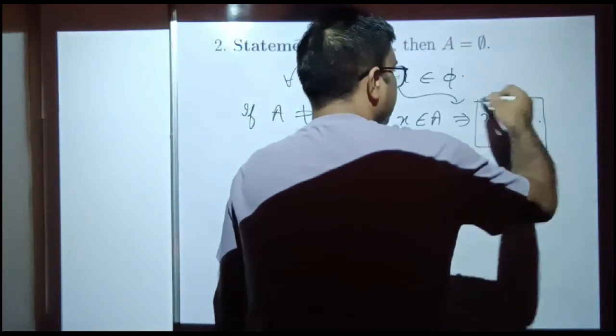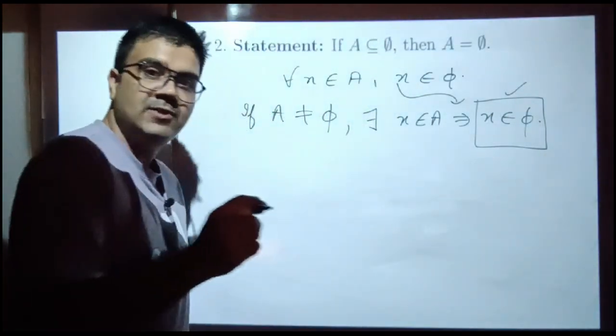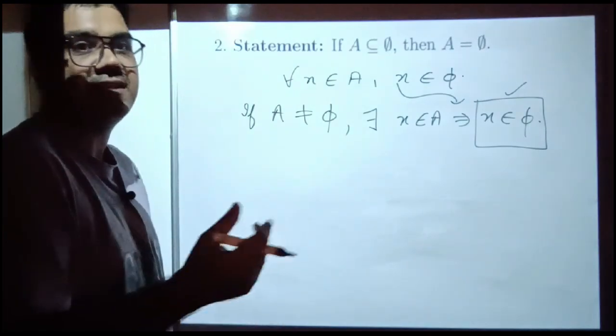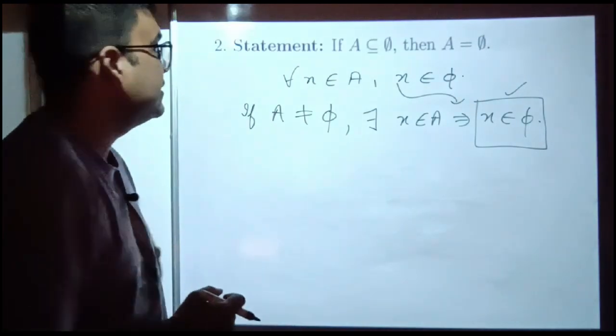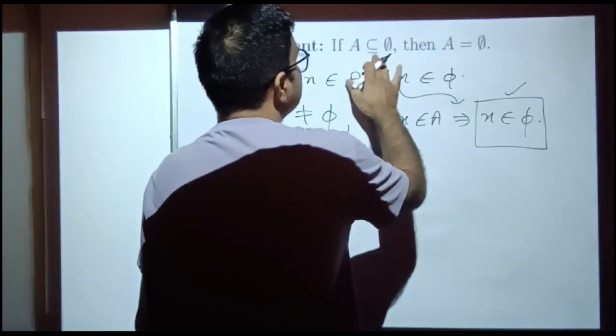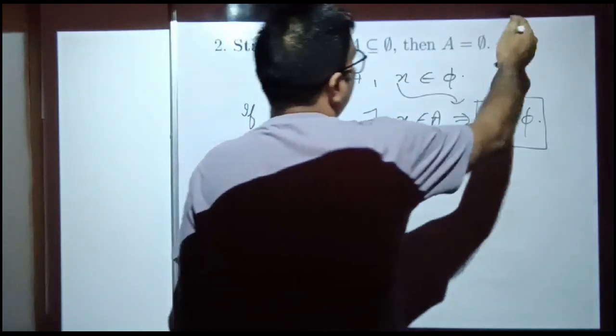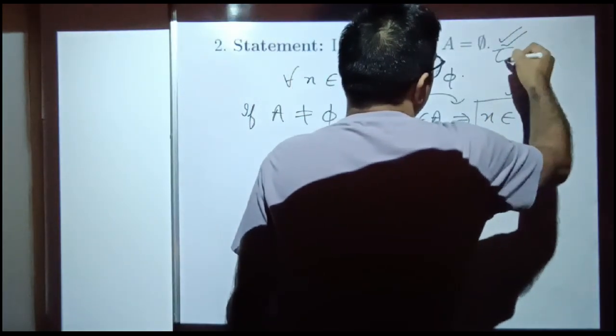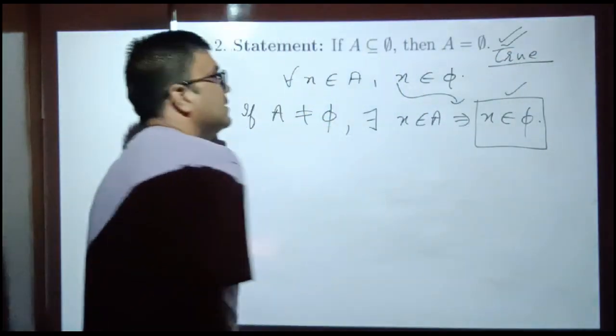Again, look at this condition over here. Can there be an element which belongs to phi? No, because by definition it is the empty set, there cannot be any element. It means we are saying that if A is a subset of phi, then A is equal to phi. This statement is true.